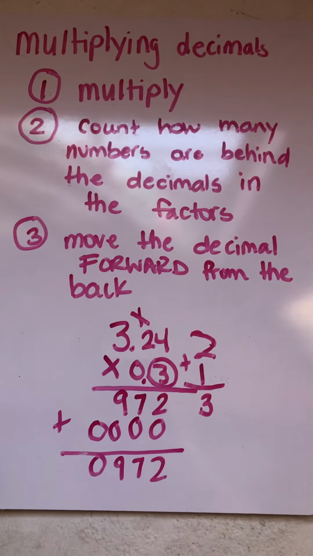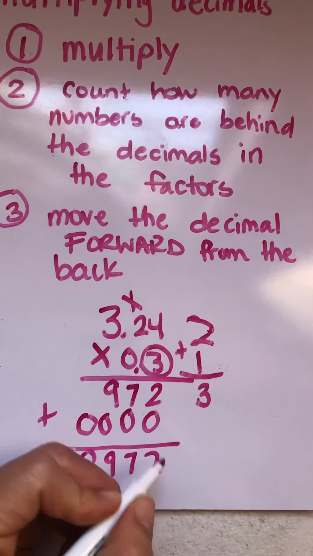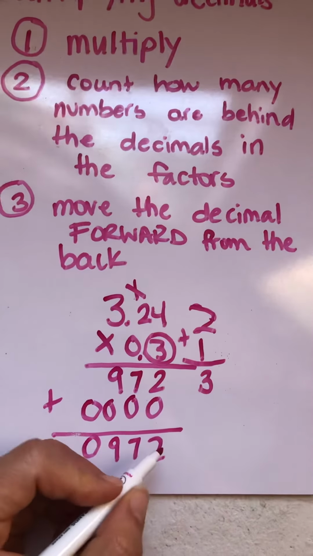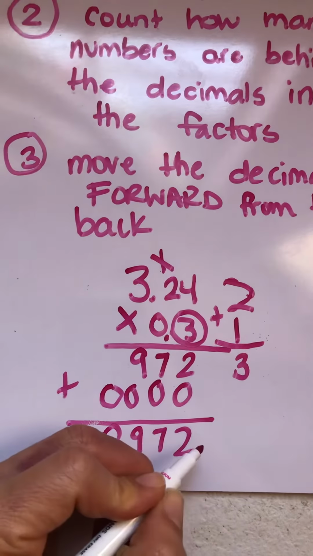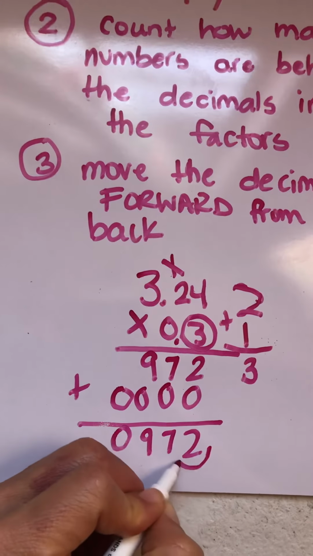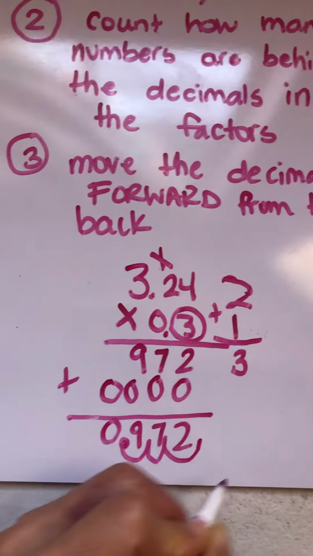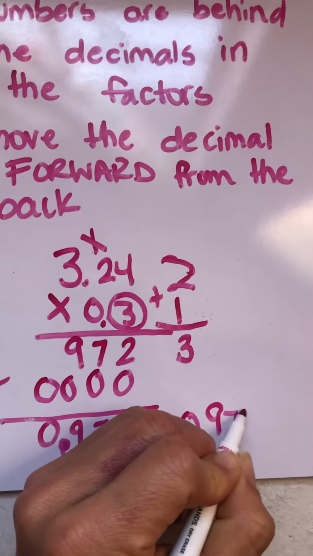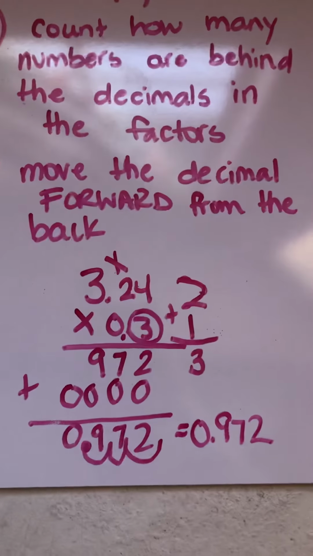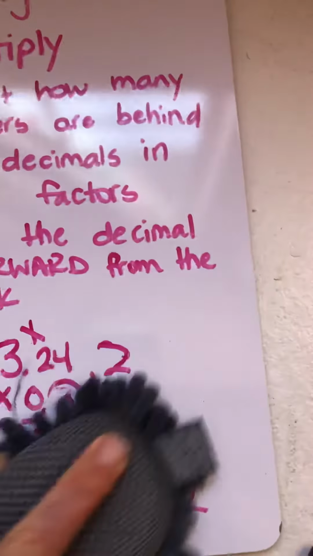Step 3, move the decimal forward from the back. So I go back to my answer. I start from the back. I'm going to move it 3 times forward. When I move it, I'm jumping in between numbers. Here I go. Start from the back. 1, 2, 3. And that's where my decimal goes. Therefore, my answer is 972 thousandths.